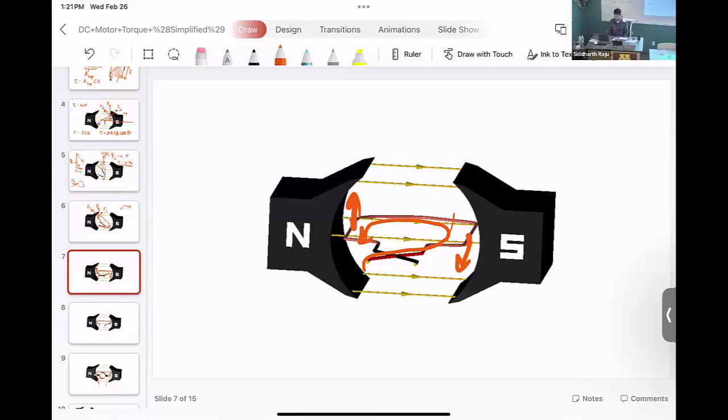Can we make it into a motor here? There's one position in which it produces no torque. Okay, that is one problem. Is there any other problem?